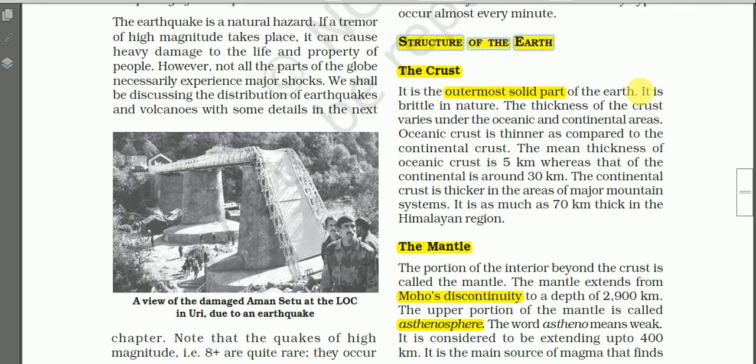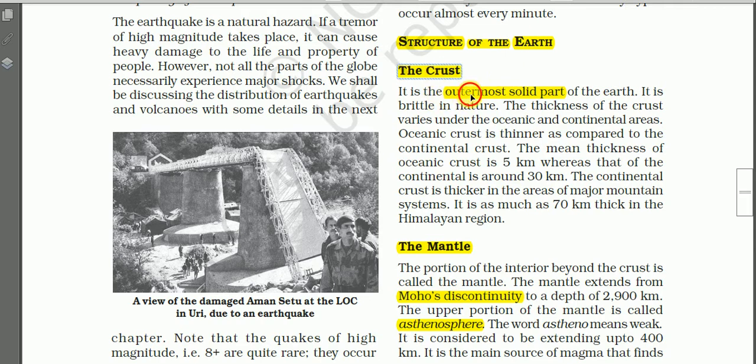That is the structure of the earth. Structure here means the layers, the different layers of the earth. Generally there are three main layers of the earth, that you have also learned in the previous classes. Those are the crust, then mantle, and the core. Now let us read about the crust.